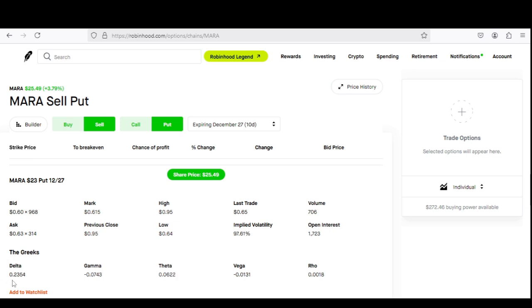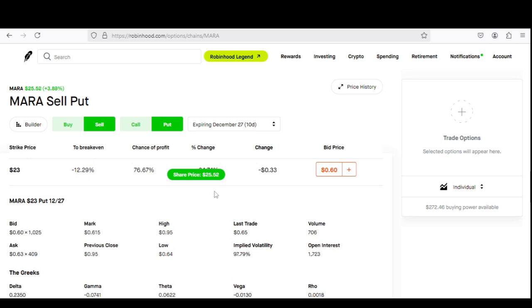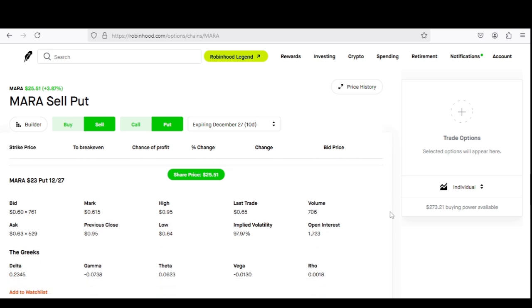So as you can see here, the delta is 0.23. The delta and your chance of profitability have what's called an inverse relationship. Whenever one goes up, the other one goes down. Let me show you. Your chance of profitability is going to be 76% here, so your delta should be around 23, 24%. The two of them will always equal 100.